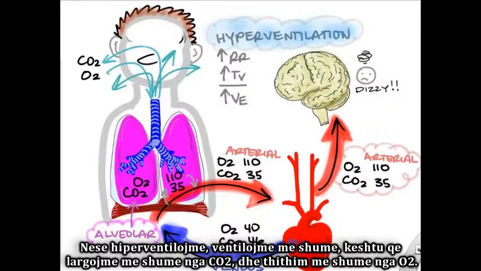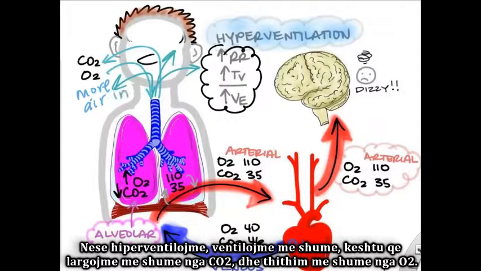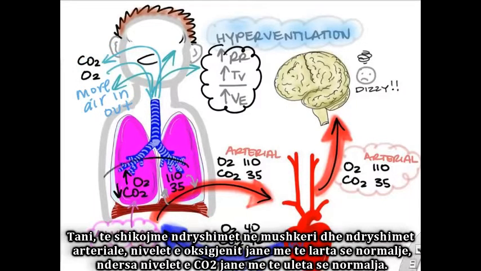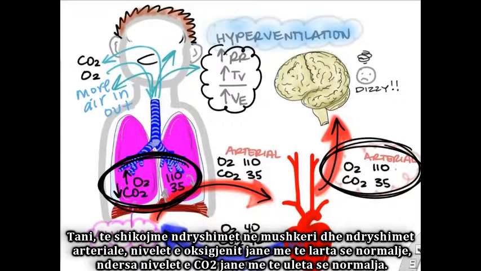So if you're hyperventilating, you're ventilating more, so you're breathing off more CO2 and you're breathing in more O2. So now we look at the lung changes and the arterial changes. Our oxygen levels are higher than normal. Our CO2 levels are lower than normal.